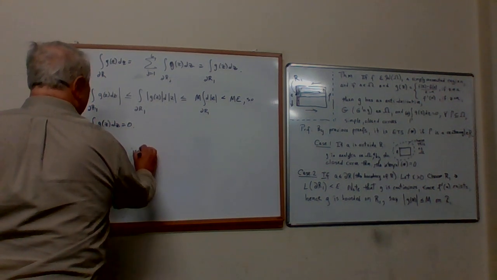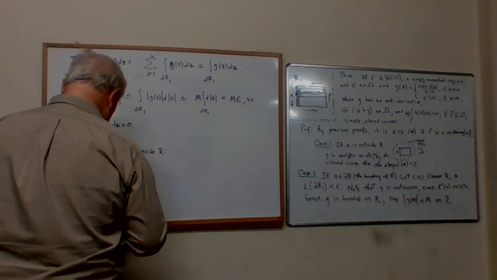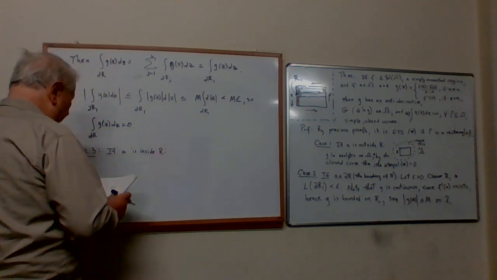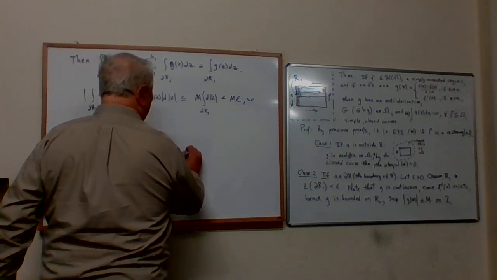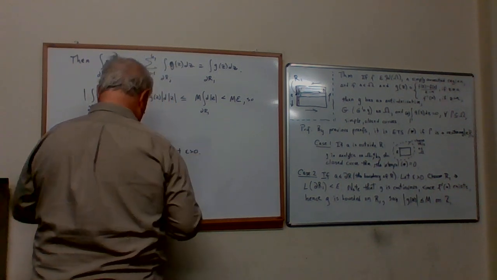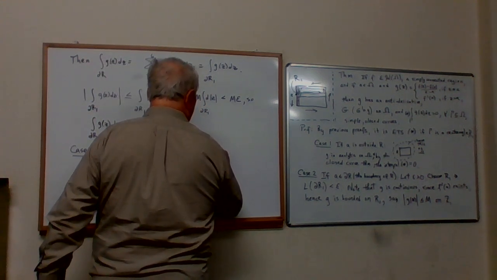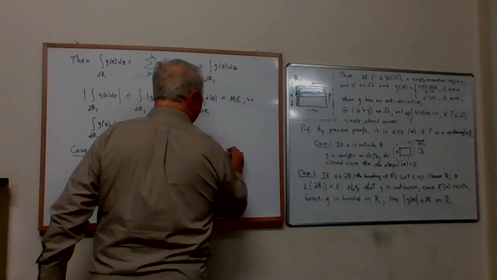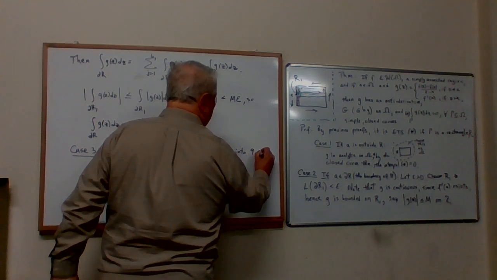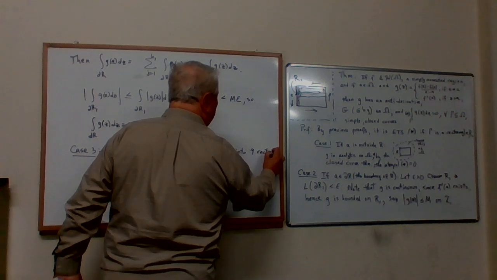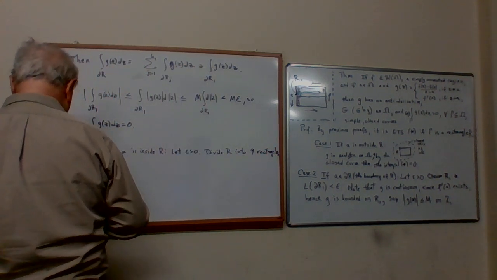If A is inside R. Okay, well, if that's the case, once again, let epsilon be greater than 0. And now we're going to divide R into 9 rectangles. Now, don't panic. It's not really very complicated.